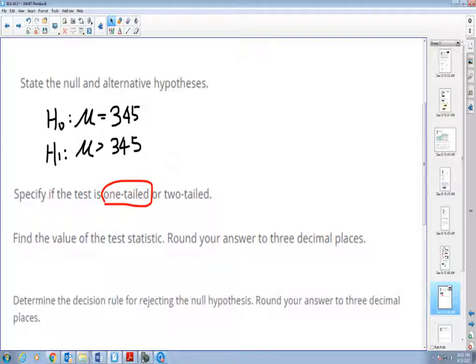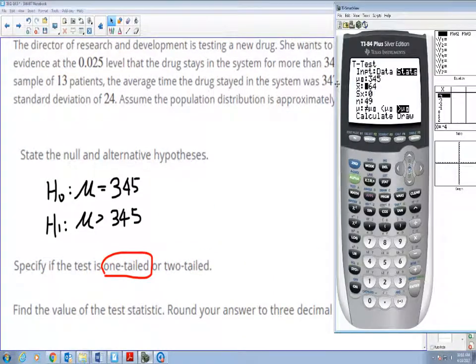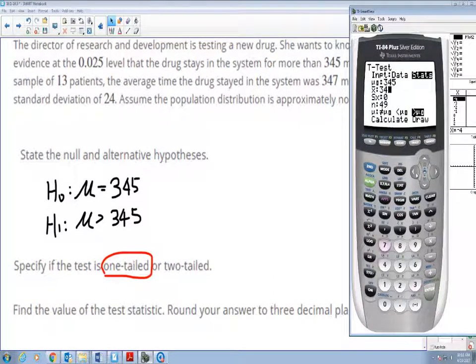Let's think about this. If I go to my calculator, stat, test, this time we will do a t-test because I do not know my population standard deviation. So I'm testing 345. The sample mean that this lady conducted was 347. My sample standard deviation is 24. Sample size was only 13. One tail test, this is going to be a right tail test. So let's draw our conclusion.